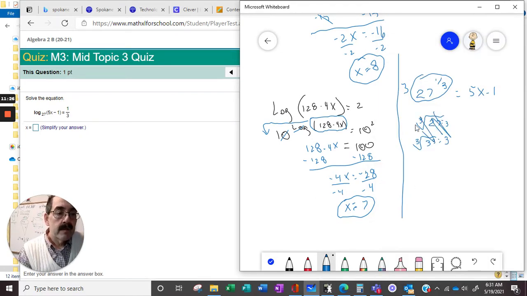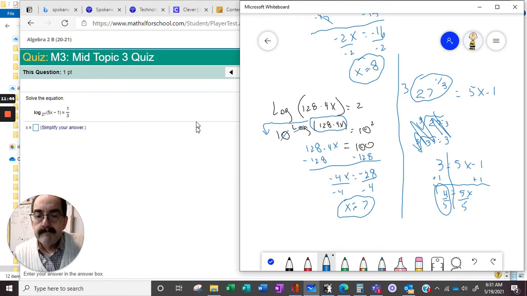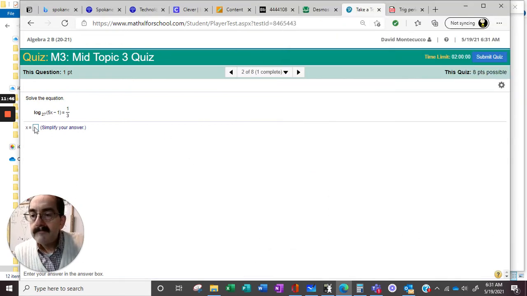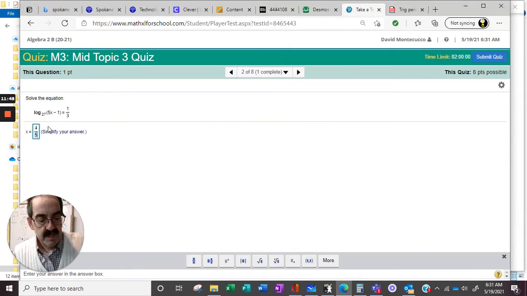So 3 equals 5x minus 1. Draw a little fence. Plus 1, plus 1. 4 equals 5x. Divide by 5, divide by 5. 4 over 5. 4/5. Okay? All right. So we're going to submit.